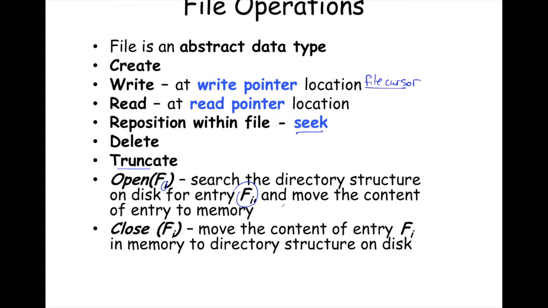Likewise, the dual of this operation is close, and that's to take all of that current meta information, attribute information that's currently in memory about the file, and write it out to disk. More correctly, it writes it out to the directory structure on the disk. So if you've added information to the file, when you close the file, the updated size of that file will be in the disk directory structure that maintains information about that particular file. And so you need all these operations on a file, this logical construct.